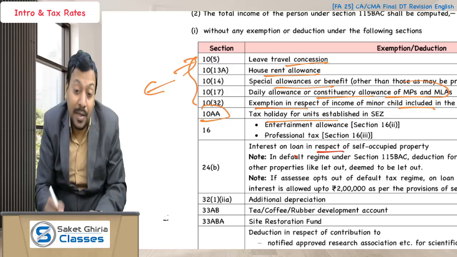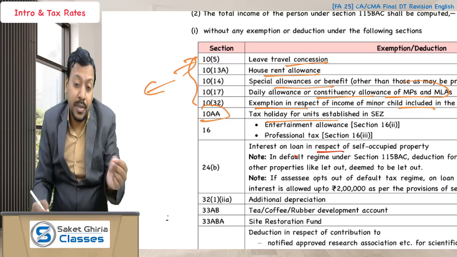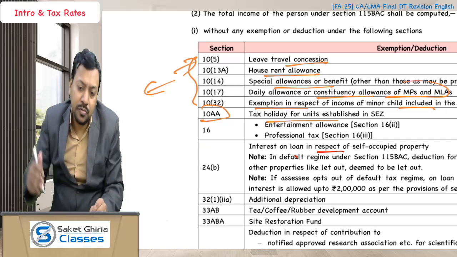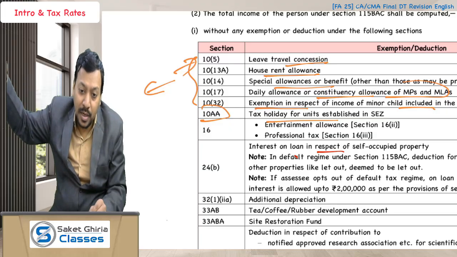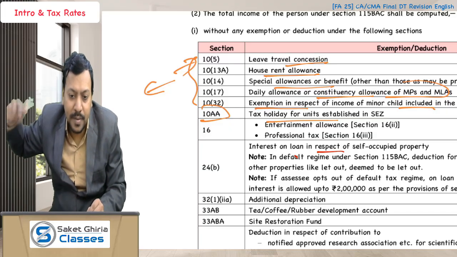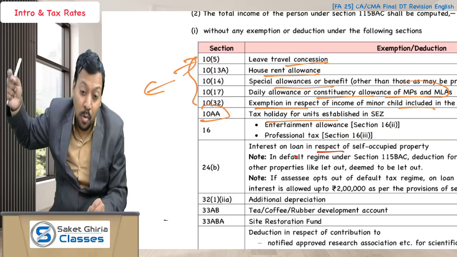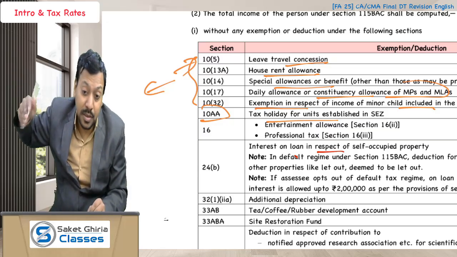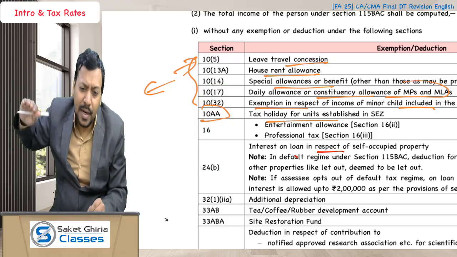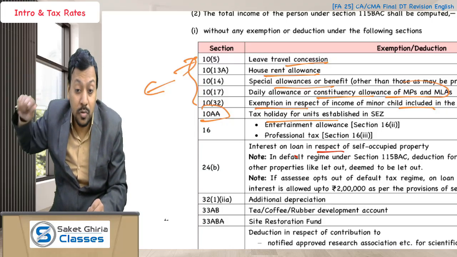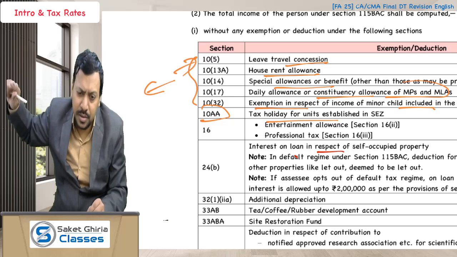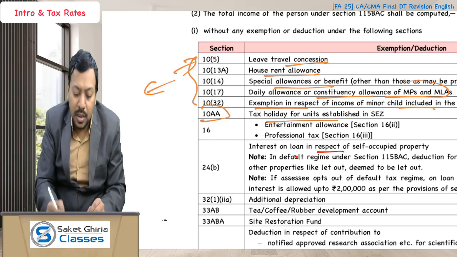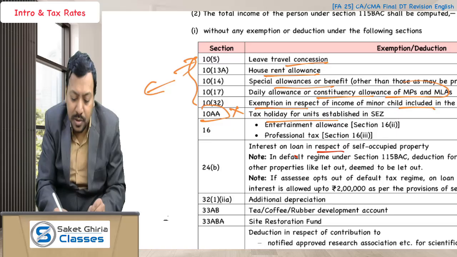He cannot claim 10AA. So if you are an export oriented unit located in SEZ, and you are earning income from export, then section 10AA provides you a deduction of 100% for the first 5 years, 50% for the next 5 years, and another 5 years if you invest money in the SEZ reinvestment reserve account. But if you are in the default regime, you cannot claim this.